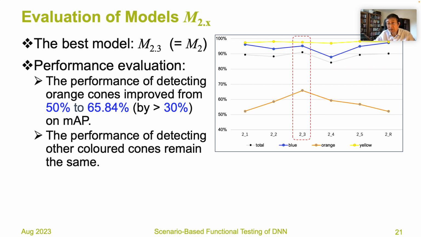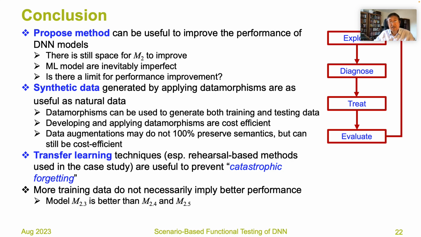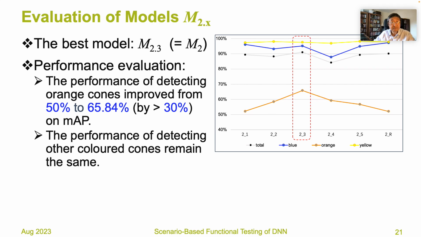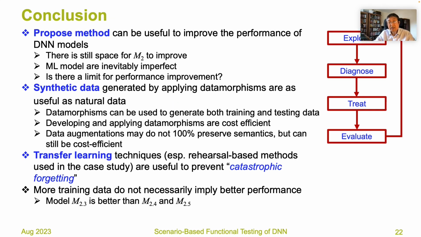And the performance on other cones, as shown here in the yellow and blue lines, remained fairly well as before. This gives us the model M2. So from the case study we have demonstrated here, we can observe the following and conclude the case study.